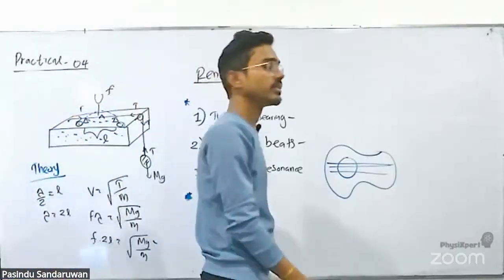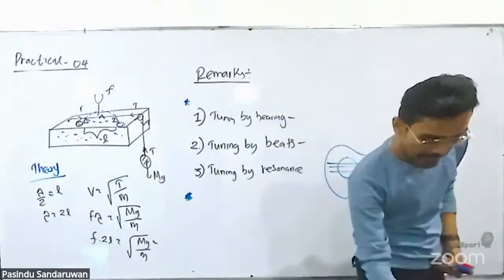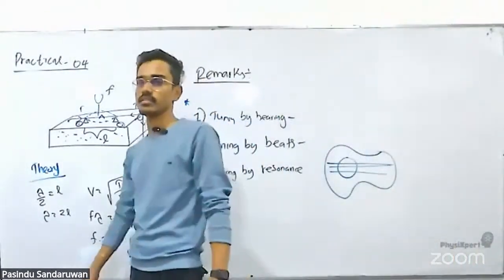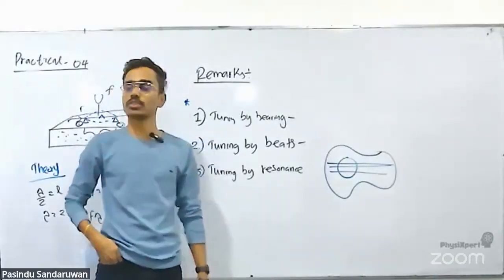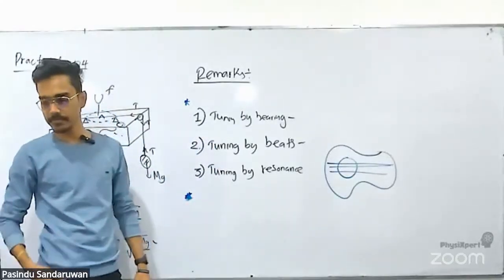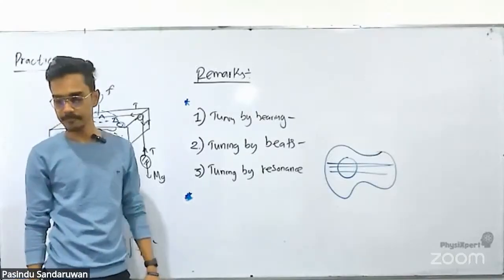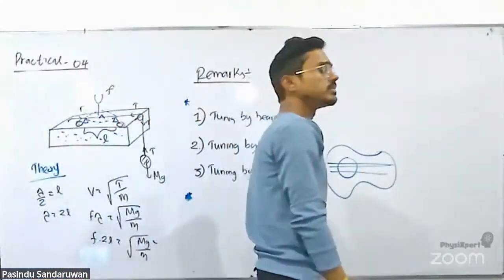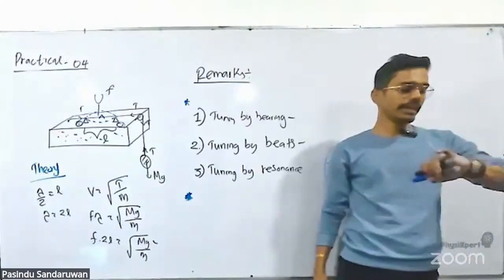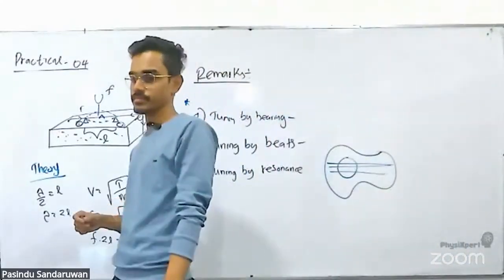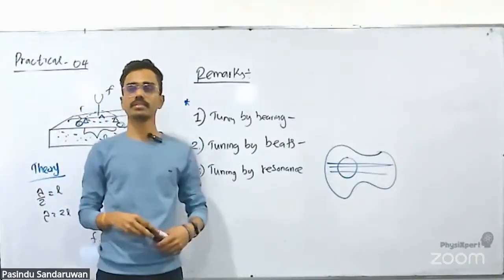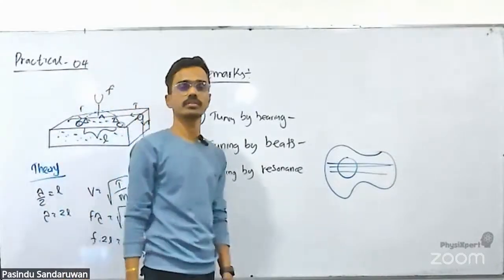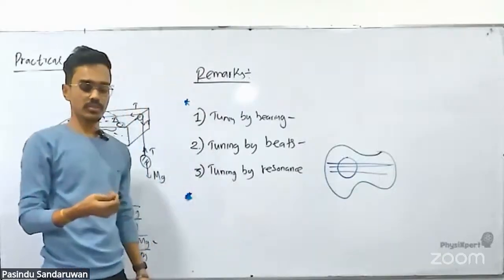Write down. The rate of emitting energy by the sonometer wire is lower. Hence the intensity of sound is also lower.